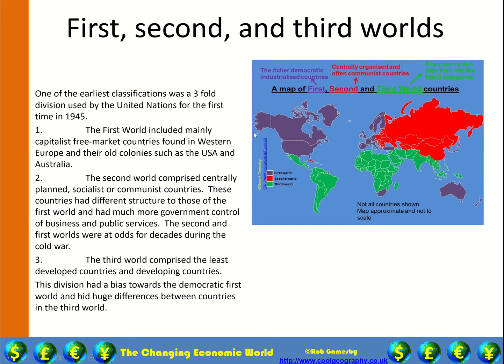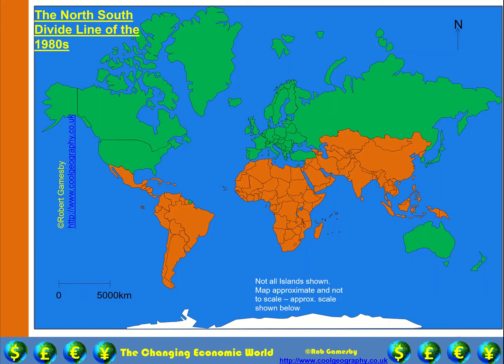All the free market economies like ours, which trade freely across the globe, those were the first world. The communist countries, if you've not heard of that term before, had a different structure to those of the first world and had more government control of business and public services. The first and the second worlds were at odds with each other. They fought a Cold War of opposing ideologies. And then the third world comprised a lot of the least developed countries and were fought over by the first and the second worlds.